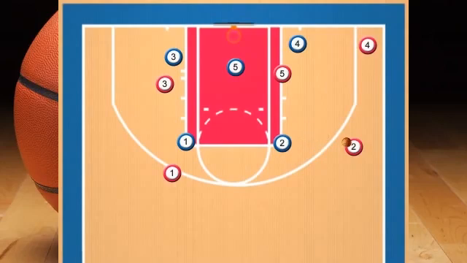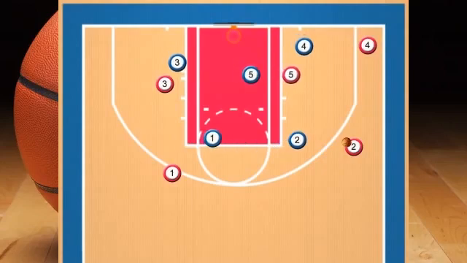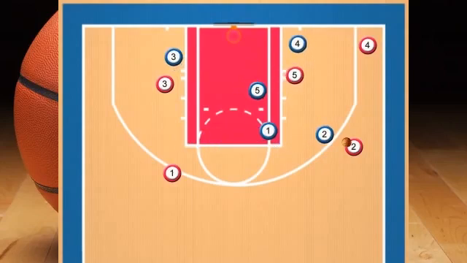2. Everyone must move on the flight of the ball. Everyone must move on the flight of the ball and not on the catch. Moving on the flight of the ball means we're in defensive position when the offensive player receives the basketball. The quicker your team gets to the player with the ball, the better your defense will be.